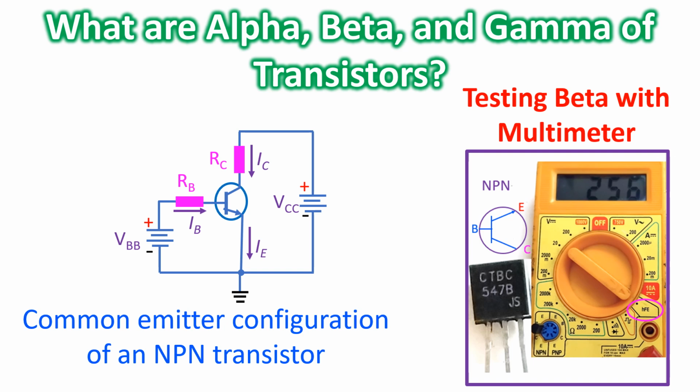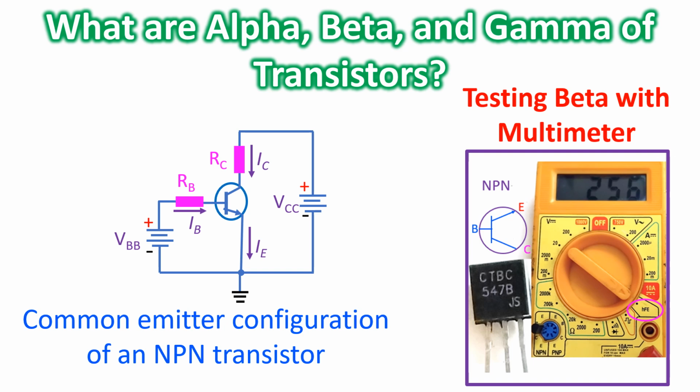Beta is the current gain in common emitter circuit. It is the ratio of collector current to base current. Beta is always more than 1. This configuration is also called grounded emitter configuration. Base is the input terminal and collector the output terminal.